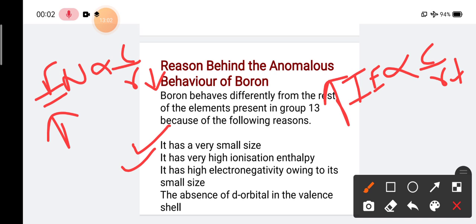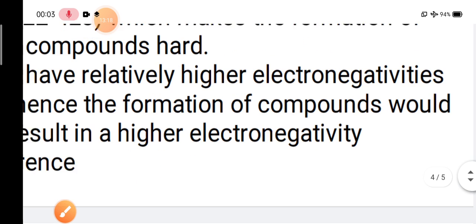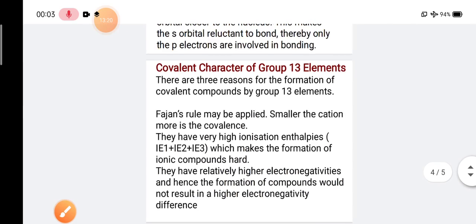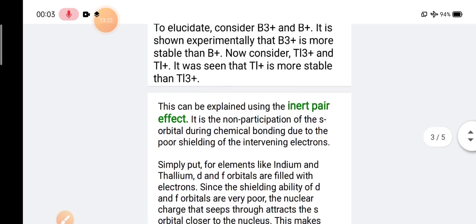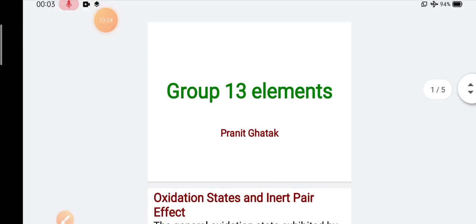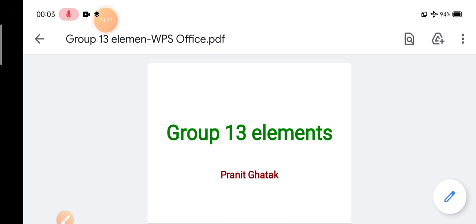Okay, so in this class I have explained some characteristics of group 13 elements, that is the inert pair effect and oxidation state, as well as the anomalous behavior of boron and the covalency of group 13 elements. I hope you have understood this part very well.